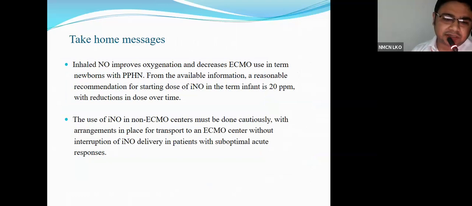The take-home message is that iNO improves the oxygenation and decreases the ECMO use. The evidence is to start at 20 ppm, and only if there is a real need do you escalate, because the more you escalate, the problem of methemoglobinemia comes. It should only be done in centers where ECMO facilities are available, because the oxygenation index is already high, and you can land up in a situation where the oxygenation index can easily go to more than 50, which is a clear-cut indication for initiation of ECMO.